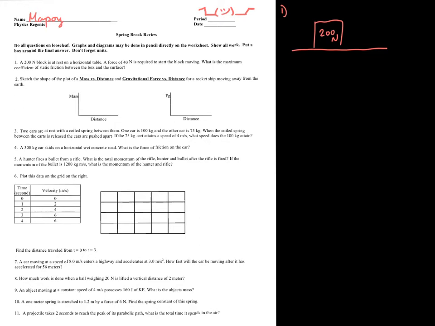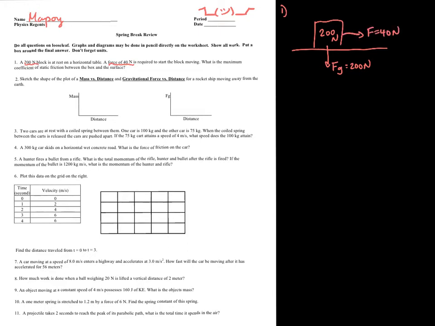Here we have a 200 Newton block at rest on a horizontal table. So 200 newtons right off the bat they give us is its weight, not its mass. So this is our force that's going down, its weight. A force of 40 newtons is required to start the block moving. Okay, so F equals 40 newtons.